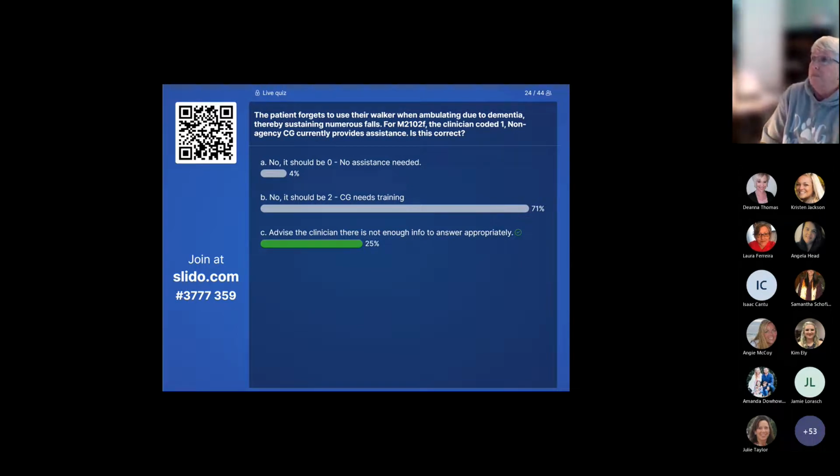It's just saying that they're falling because they're not using their device, but we don't know how that caregiver has been handling things. If they said that the caregiver refuses to be involved, or the caregiver doesn't know where to stand or how to supervise the patient with the walker, that'd be one thing, but there's just nothing that says anything about the caregiver here. So sorry, trick question. The other ones won't be trick questions, I promise. I'm sorry.